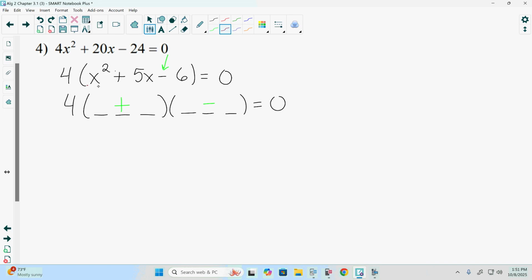Now we're going to look at the factors of the first and third terms. Only factors of x squared are x and x. Now our factors of 6 are 1 and 6 or 2 and 3. Which one do we want to try first? 2, 3.